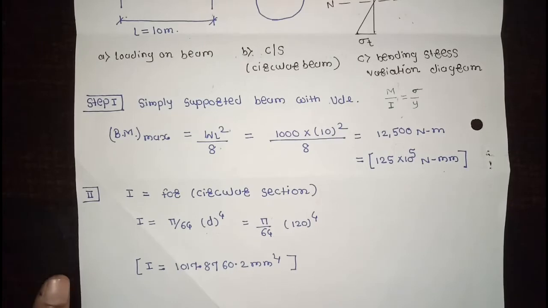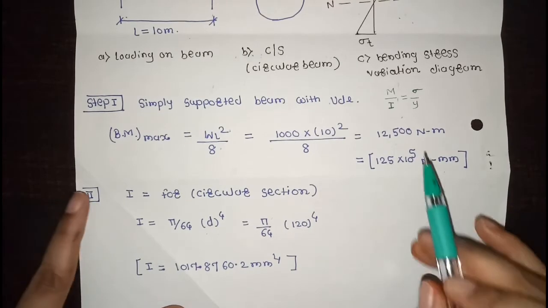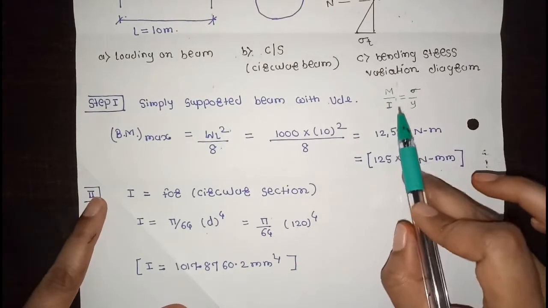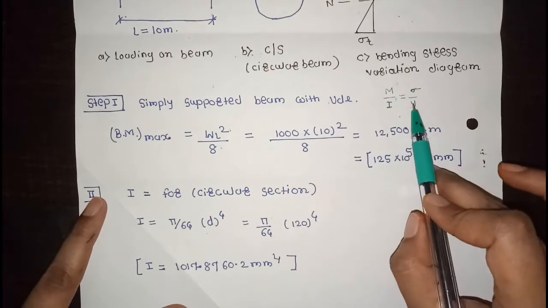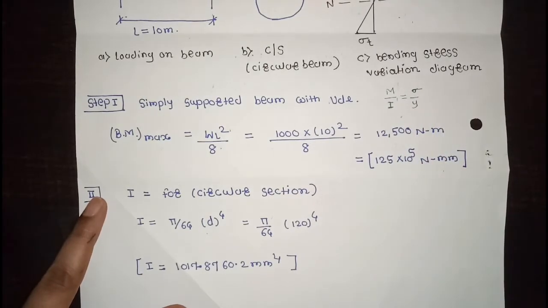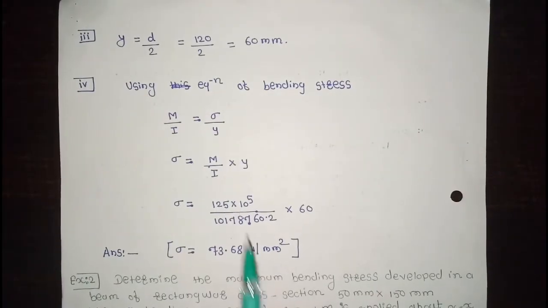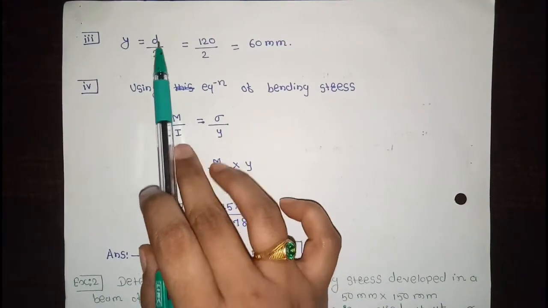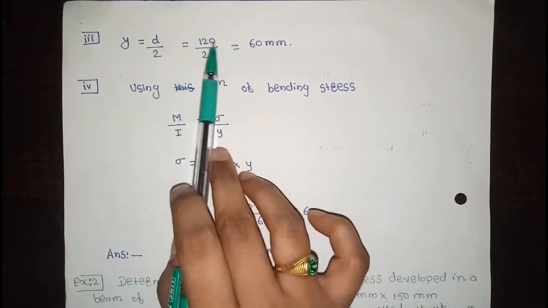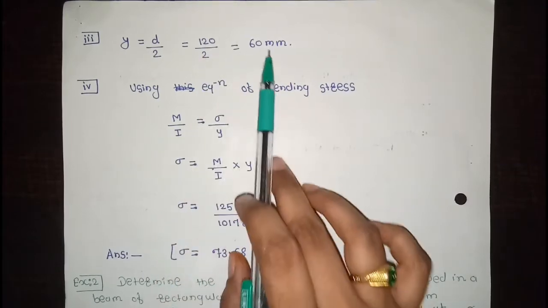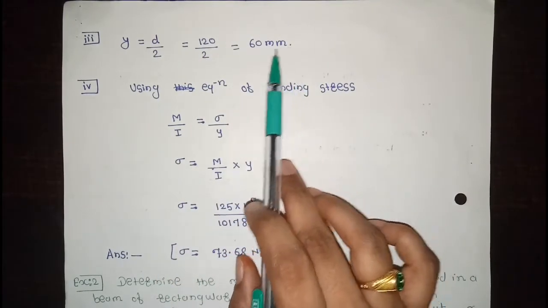Okay. So third step, calculate y. First moment, then moment of inertia, then y. So y is equal to d by 2. So what is the value of d? 120 divided by 2 is equal to 60 mm.